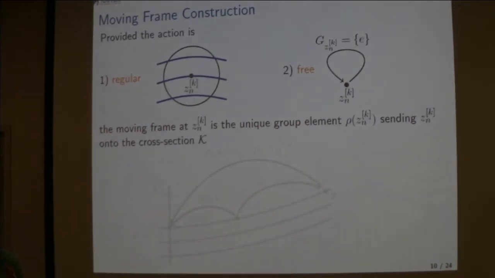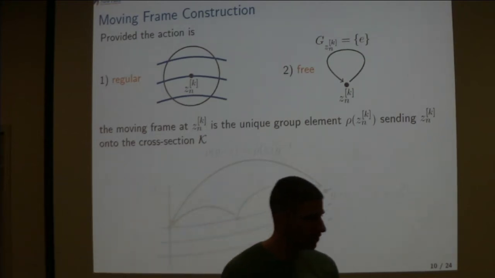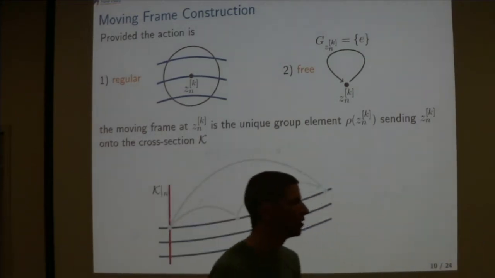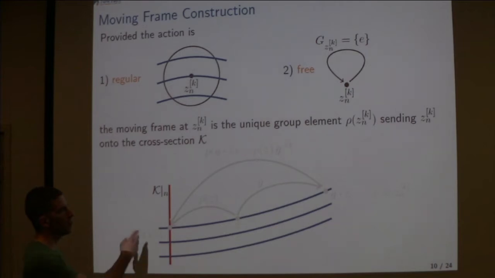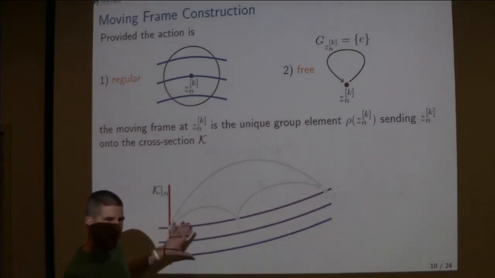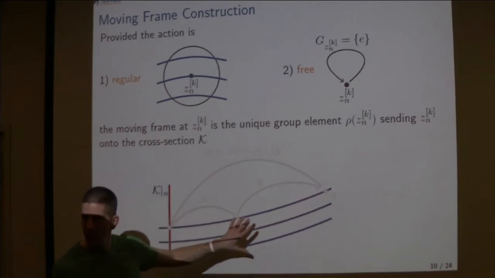That is how the moving frame is being constructed. And so let's see how it works in an example. So say you have a group which acts on the discrete jet space. You fix, say, n, then you have these orbits. So the group acts, and then it creates these orbits.